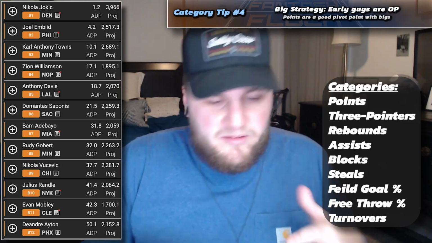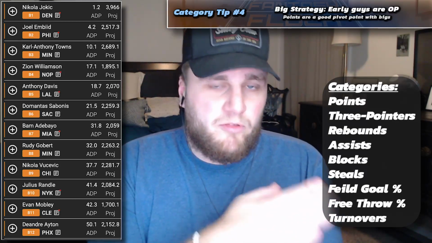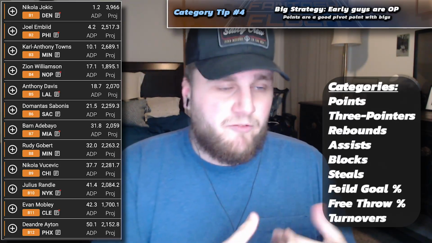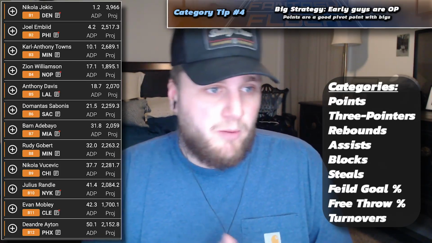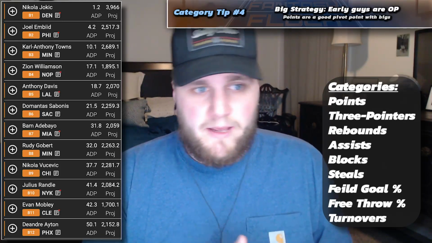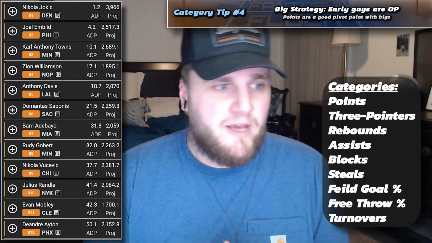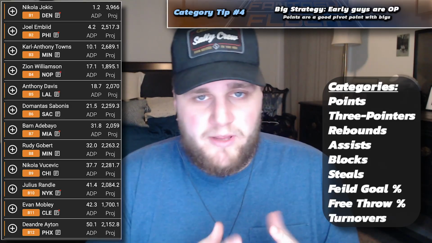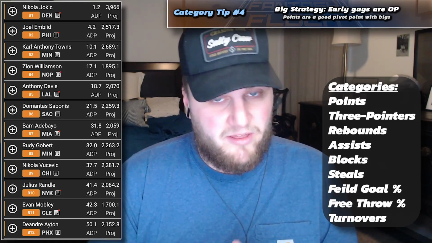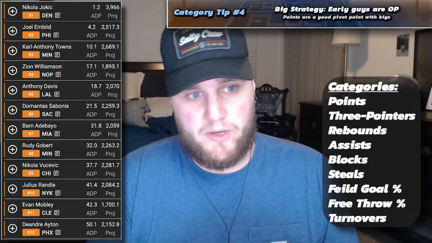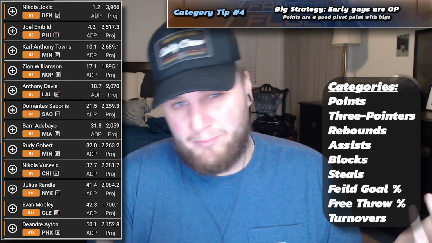So I think points is the good pivot point for both guards and bigs. If you can get enough really high scoring bigs like Joel Embiid or Jokic or Giannis or maybe a healthy Anthony Davis, I think that's the swing category to look out for later in the drafts, mid drafts. But personally, I like to go guards because those 5 categories I think have better glue and continuity amongst the guards versus the other 4 for the bigs.